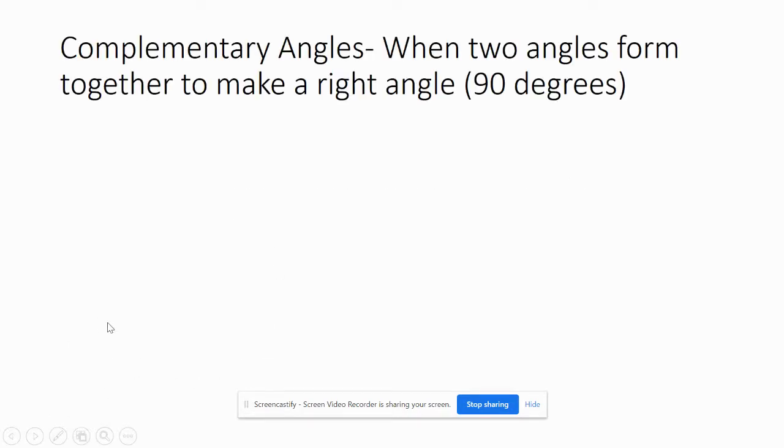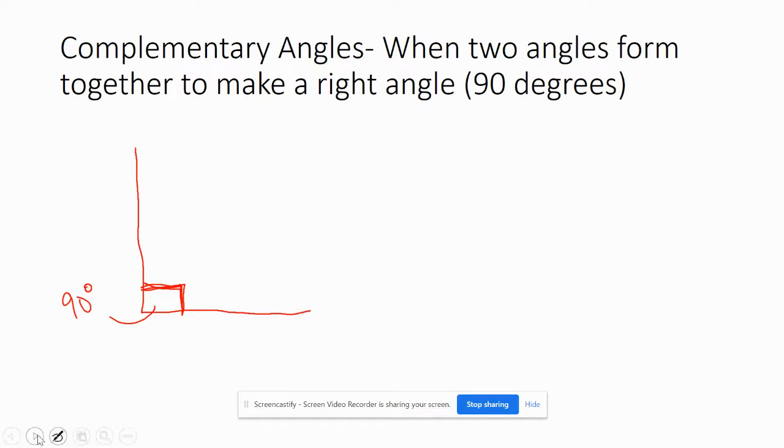So a complementary angle, like I said, is when two angles form together to make a right angle or a 90-degree angle. Right, that's the same thing. A right angle is a 90-degree angle, which is something like this. Draw it to the best of my ability right here. Whenever we have that box inside an angle, we know that that means 90 degrees.